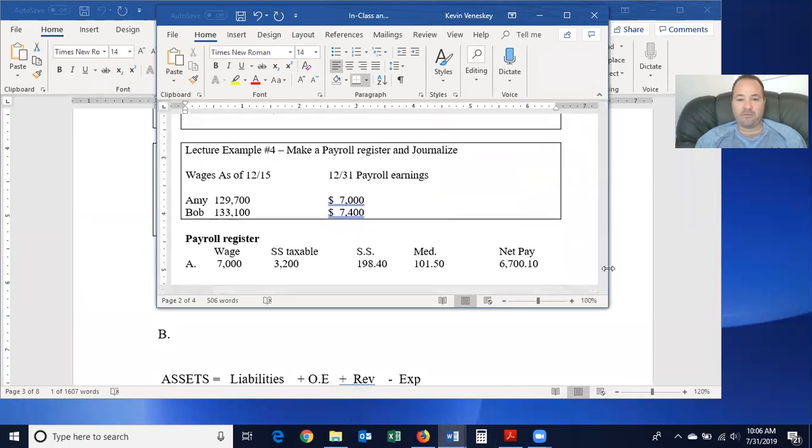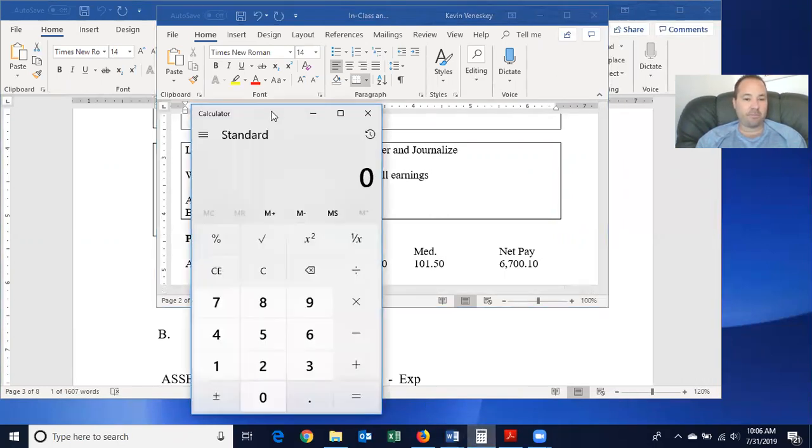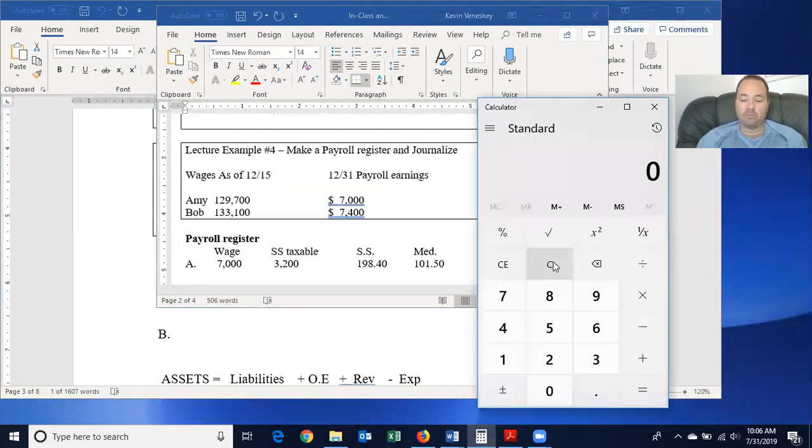Let's look at Amy first. Amy had 7,000 as we had discussed. Out of the 7,000 though, only 3,200 is taxable. I'll just do it on a calculator here so I don't have to go up and down on the screen. Most of you could probably do this in your head, but we'll do step one, the 129,700, former wage plus current wage. That takes us over the Social Security cap.